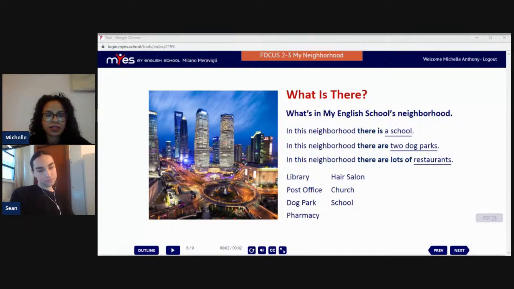What is there in my English school's neighborhood? So on Via Meravigli, tell us about your school, everyone. We'll talk about ours. Via Meravigli is very central in Milan. There is a very big church nearby. In fact, there is a cathedral, the Duomo of Milan, just 2 or 3 minutes walk from the school. So there is a cathedral, there is the Duomo of Milan.